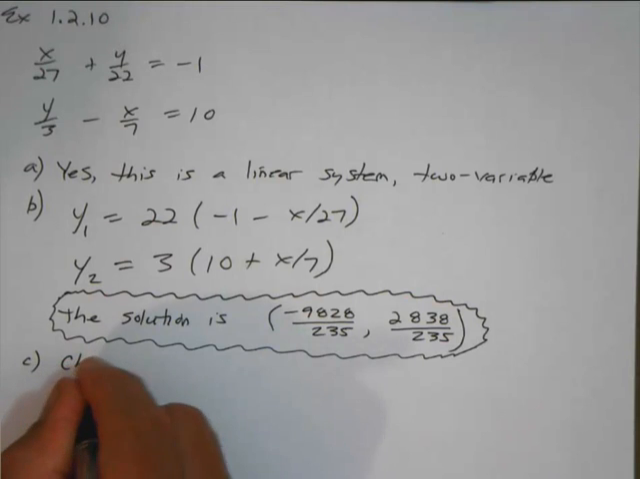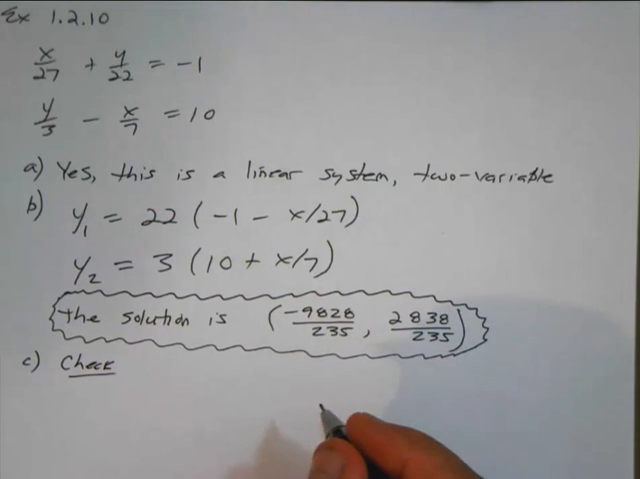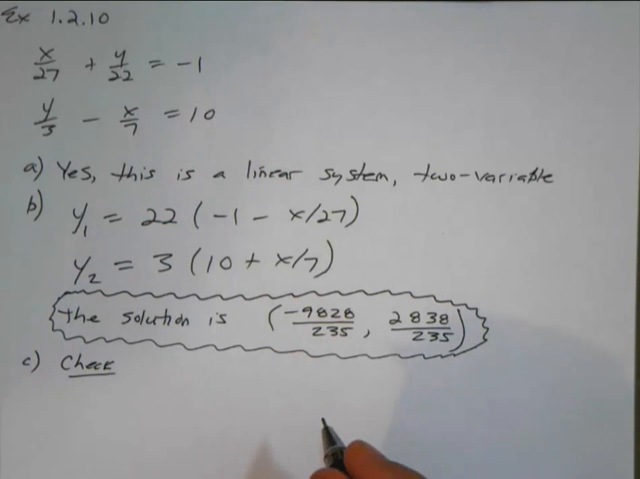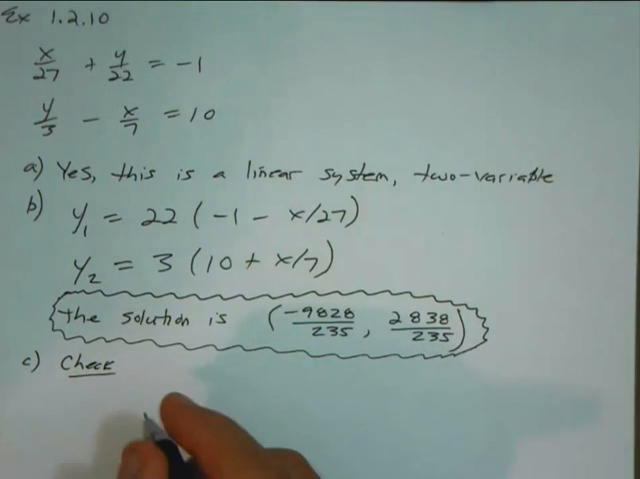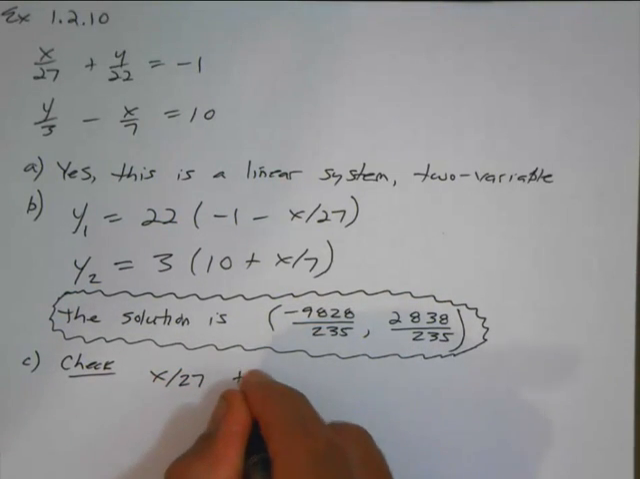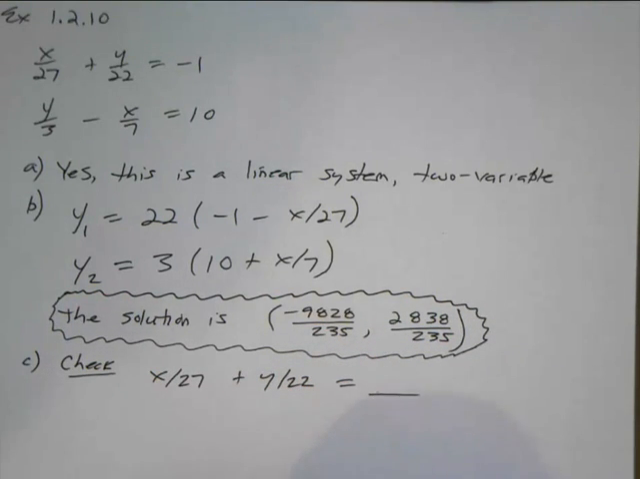Part C asks us to check this. Alright, well, let's see if upon substitution into the original equations, it makes them true. So, back to the original equations. Let's take the left-hand side of each, have the calculator compute the left-hand side, and hope to see the original right-hand side be the result. The second left-hand side is y over 3 minus x over 7. Okay, time to go to the calculator.